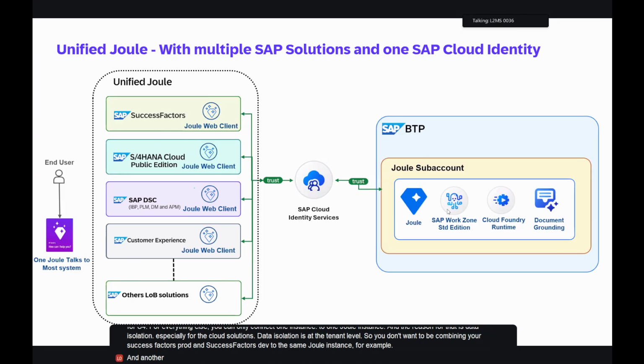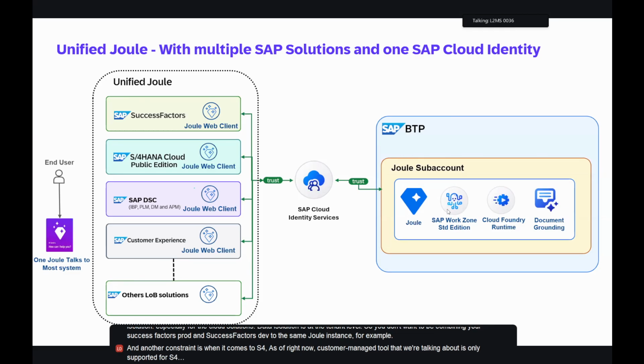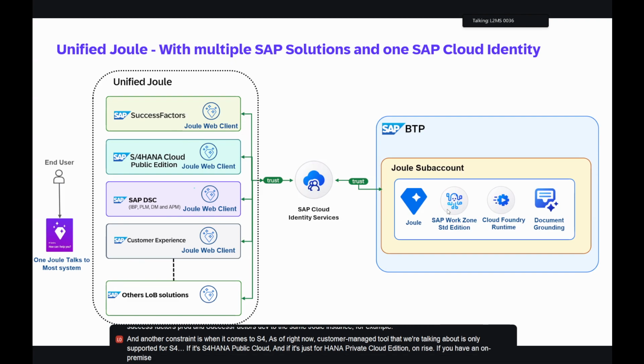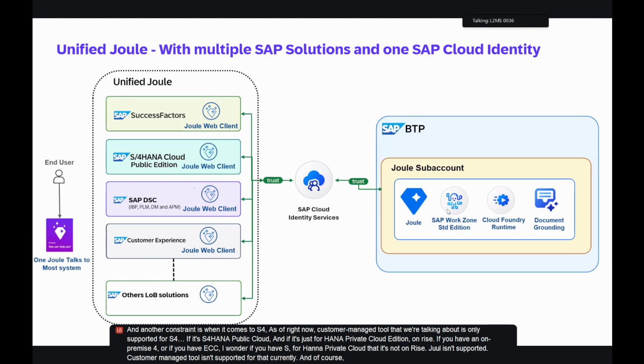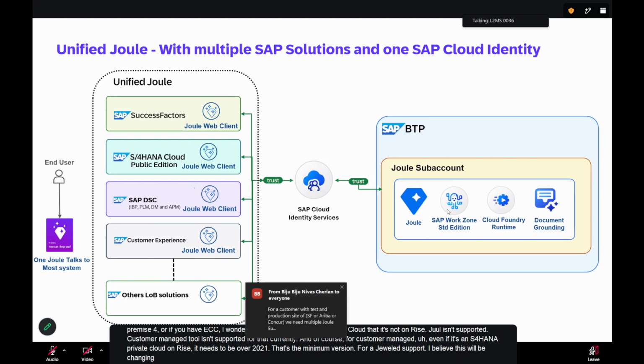Another constraint when it comes to S4, as of right now, is that customer managed Joule is only supported for S4 if it's S4 HANA public cloud or S4 HANA private cloud edition on Rise. If you have an on-prem S4, or ECC, or S4 HANA private cloud that's not on Rise, customer managed Joule isn't supported currently. And of course, for customer managed, even if it's an S4 HANA private cloud on Rise, it needs to be over 2021. That's the minimum version for Joule support. I believe this will be changing because of announcements made at Sapphire.